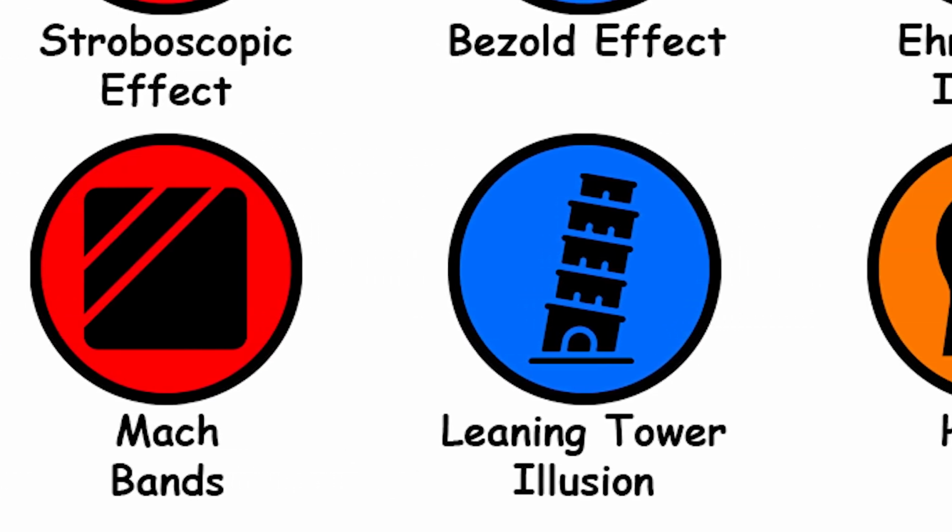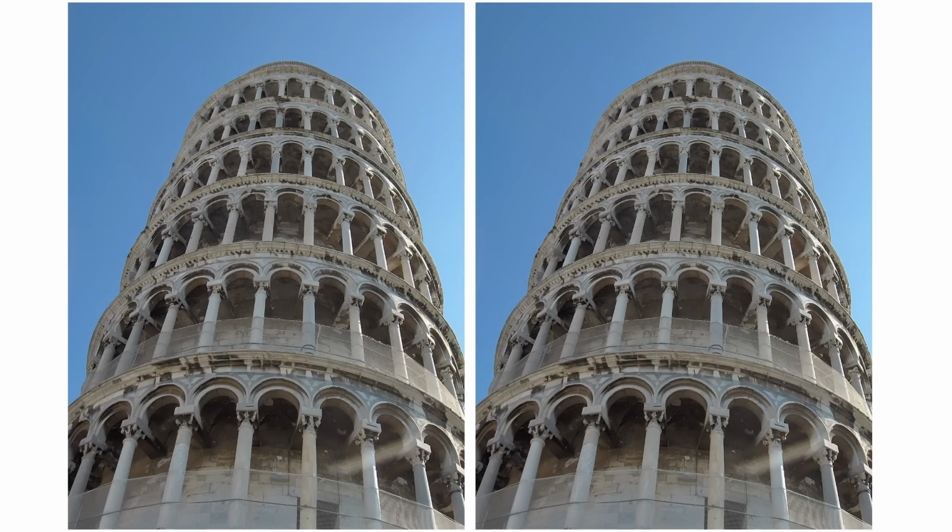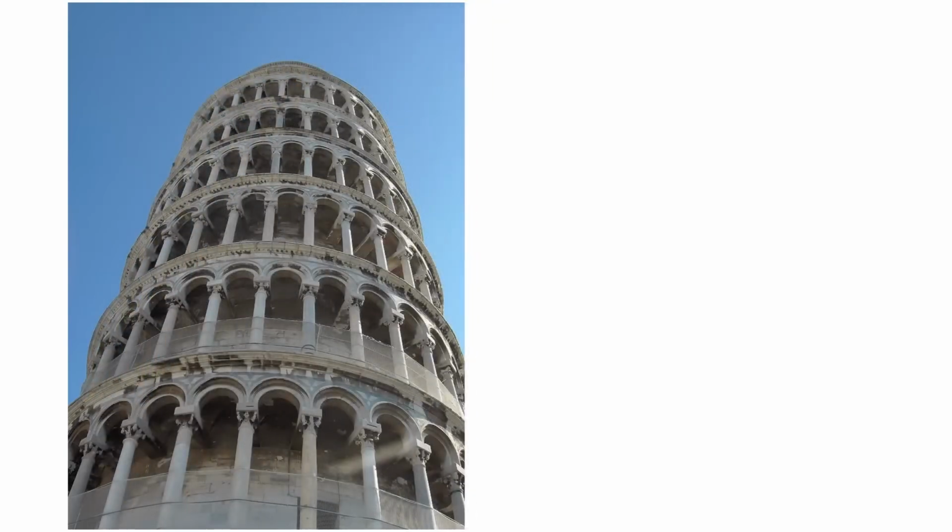Mach bands. Your eyes exaggerate the contrast between edges of these slightly different shades of gray when they touch each other because it triggers the edge detection system. Leaning tower illusion. Can you believe that the tower in the right photo does not lean more to the right? It's an exact duplicate of the photo on the left.